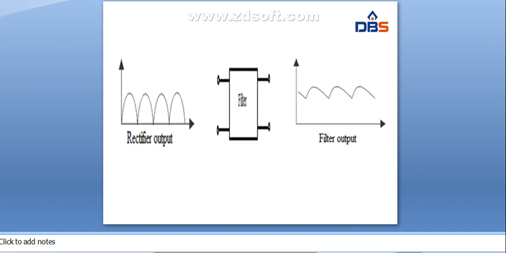See these waveforms. This is the rectifier output. This rectifier output is applied to the filter, and at the output of the filter we get this type of waveform. So this is the filter output.